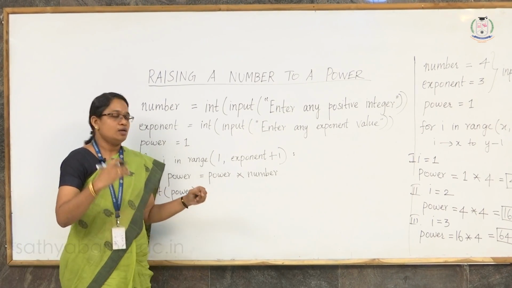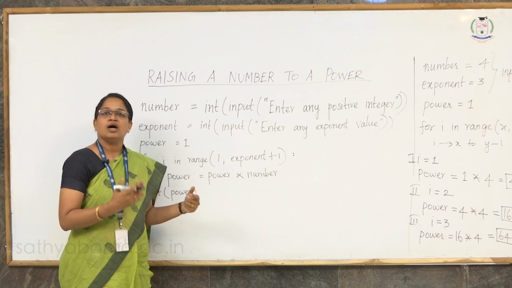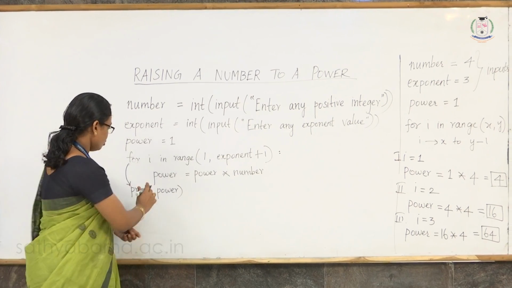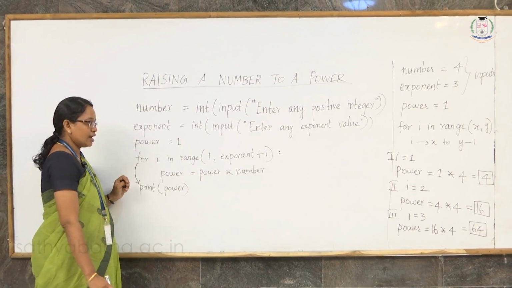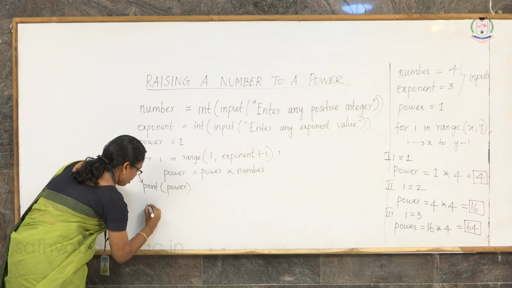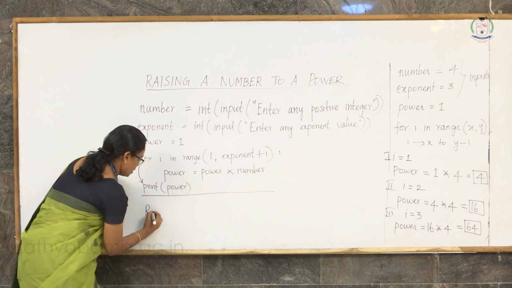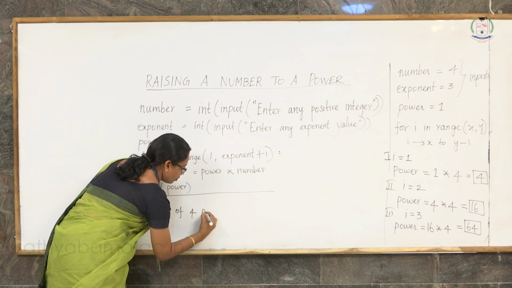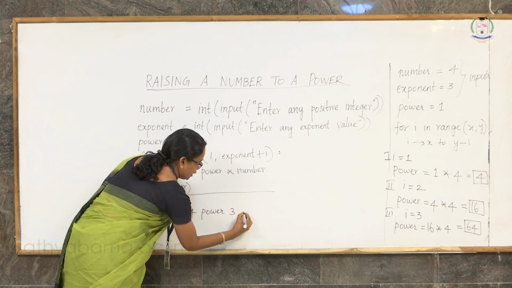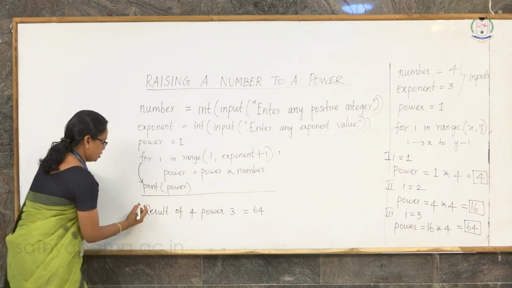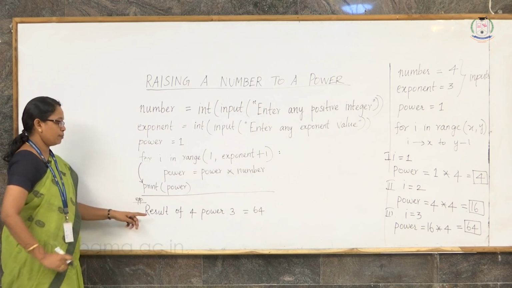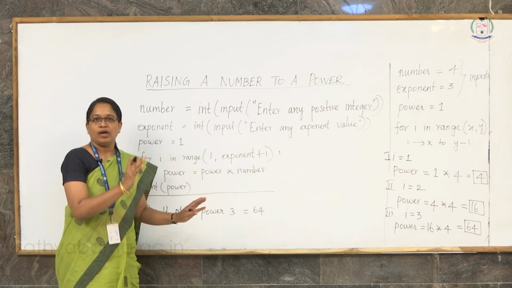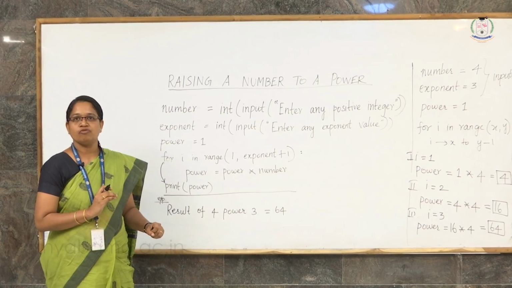will be printed as result. Suppose you want the output to be printed in a specific format, it can also be done in Python. For example, if you want the result to be printed as result of 4 power 3 equal to 64. Now, if you want the output to be printed like this, it can be done using a function called format in Python.